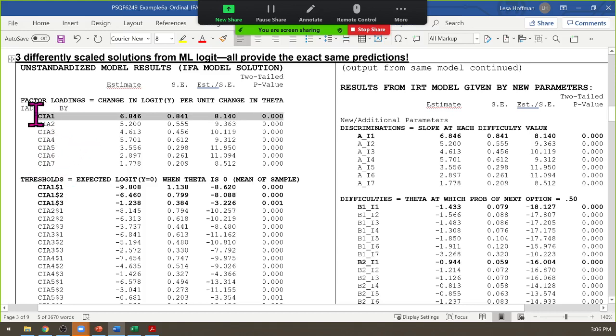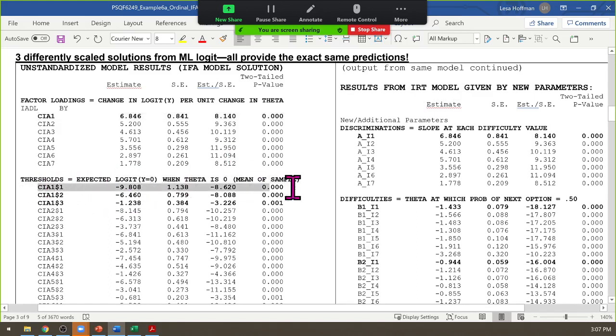So 6.8, for instance, looks like it's the highest item in terms of the loadings. Does that mean it's the best item? Trick question, right? Best for whom? Because the loading is at the difficulty point, right? It's discriminating for people in that region of the trait. That's the slope for them. So we have to dig a little deeper to know for whom this is a good item.